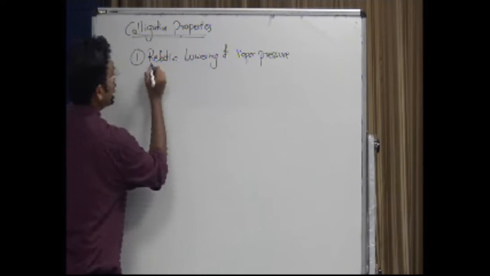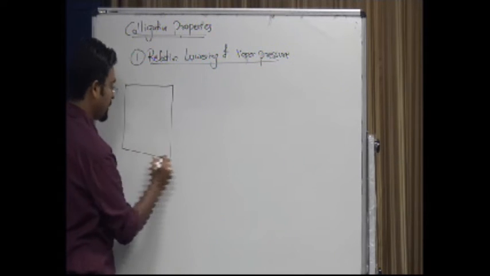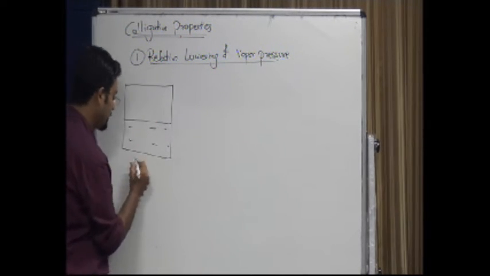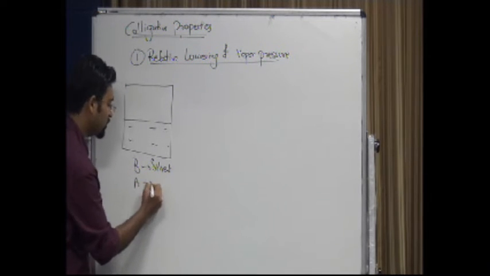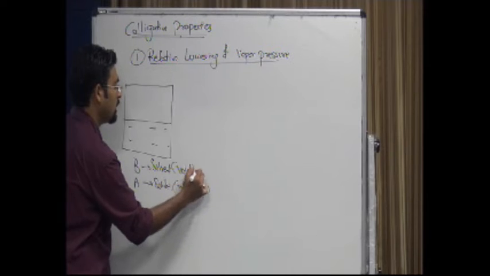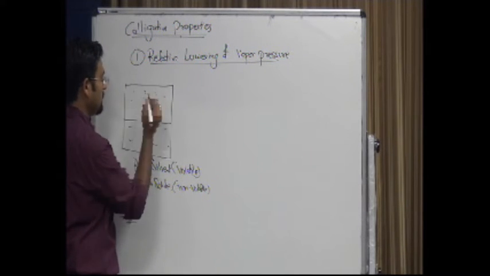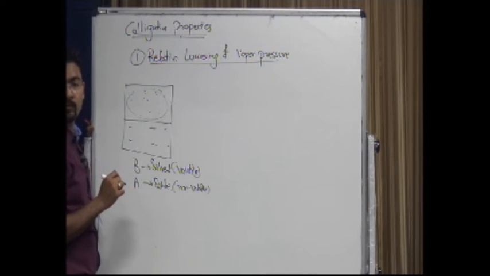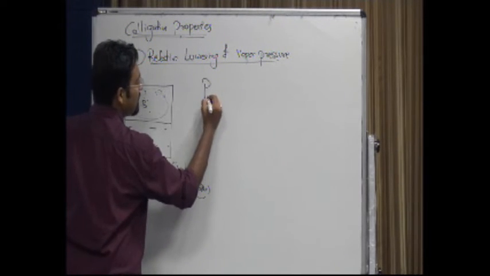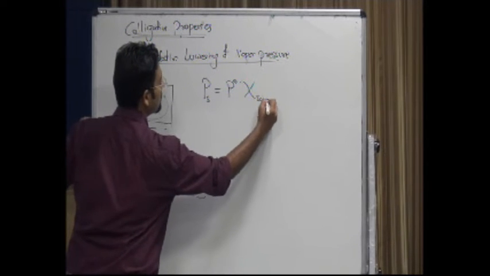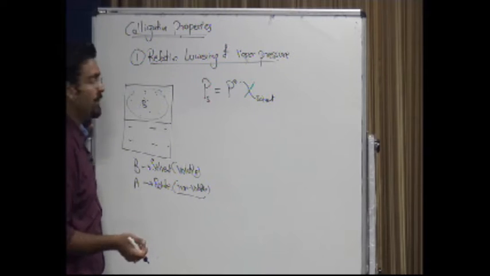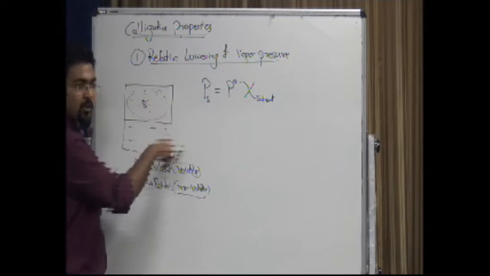Now, relative lowering of vapor pressure is a pretty simple case. We have kind of done it in Raoult's law. So I have, for example, A and B as liquids, with a solvent B and a solute A. A is non-volatile, and B is volatile, right? So here vapors will only be of B, not of A, because A is non-volatile. In such a case, we say that PS is equal to P naught into mole fraction of solvent. What is PS? Vapor pressure of solution. What is P naught? Vapor pressure of pure liquid, right? Which is the pure liquid? B is the pure liquid. PS is the vapor pressure of the whole solution.